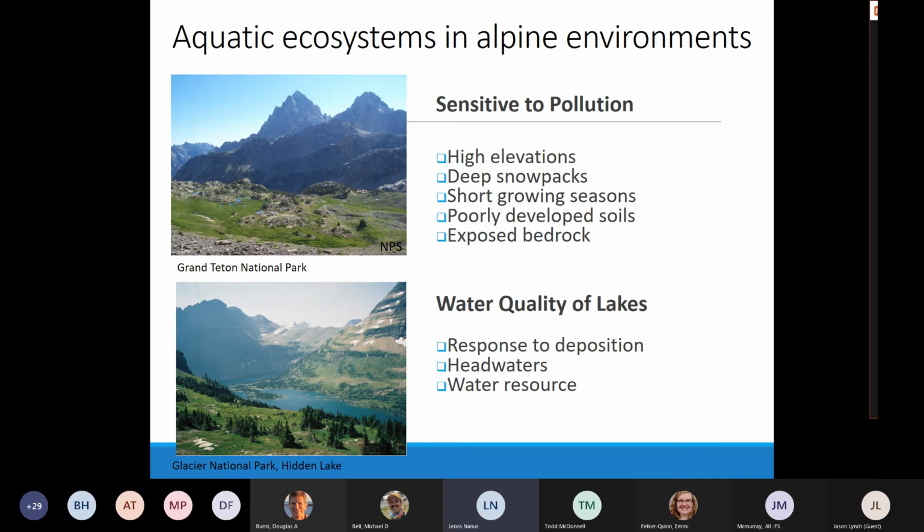So why measure the water quality of lakes in these environments? Water bodies react to deposition faster than terrestrial ecosystems do and may be susceptible to acidification and eutrophication. They form the headwaters of major river systems, so changes in water quality of the headwater system affect not only fish, wildlife, and ecosystem.